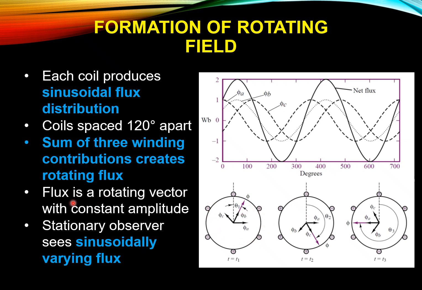The flux is a rotating vector with constant amplitude. Even though the phases are out of phase, it has a constant amplitude. A stationary observer sees a sinusoidally varying flux. Sinusoidally varying flux is very important because it makes the AC motor rotate, and it's possible.